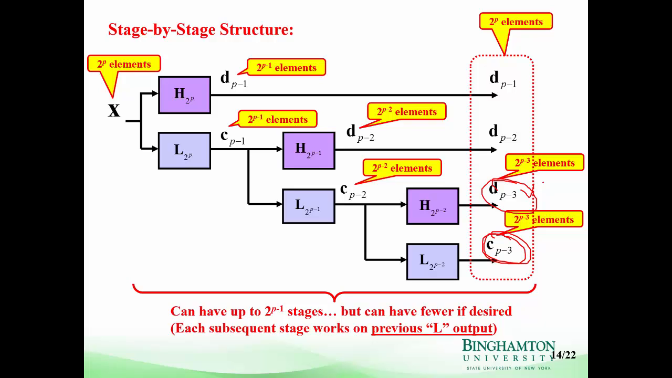Now, we could stop here. We could keep going. But at some point, we have to stop. And the ultimate stopping point is when this last one and this last one have one element each. Then we can't go any farther. So then we have to stop. But we could stop previously.